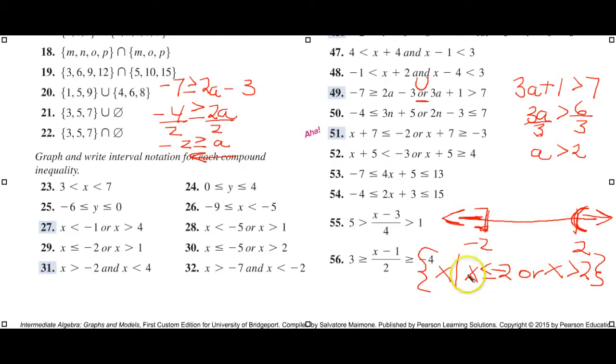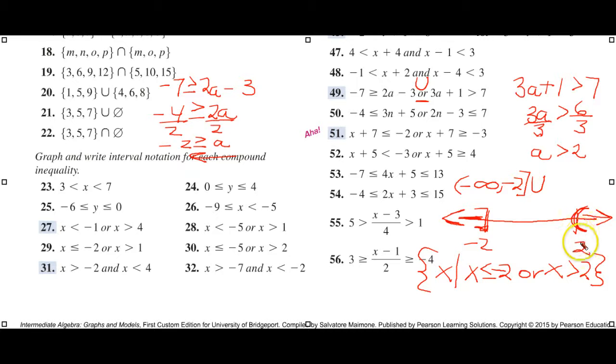Now they're also asking us to put it in interval notation. Well, here it's coming from -infinity up to and including -2. And I have to remember to put the -infinity there. Now, what's going on here? Well, this is a union. So I use the union symbol.